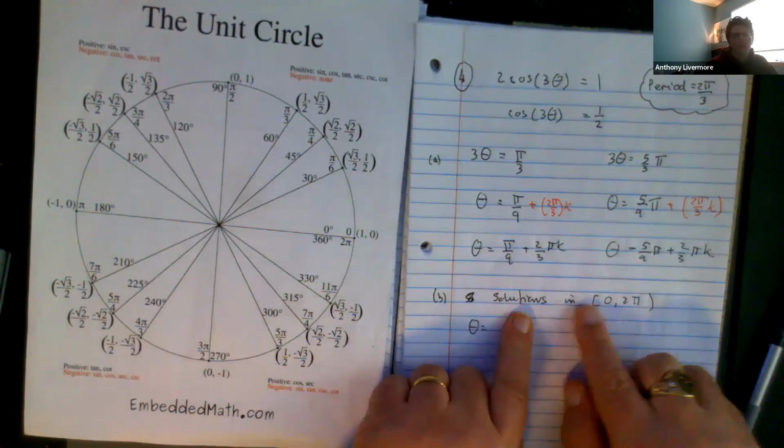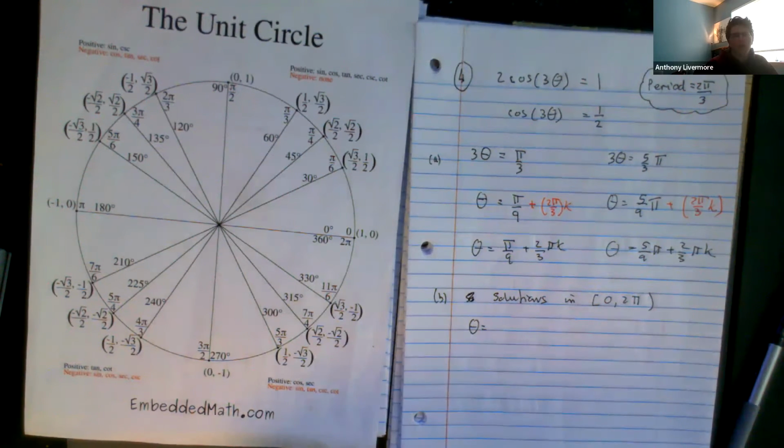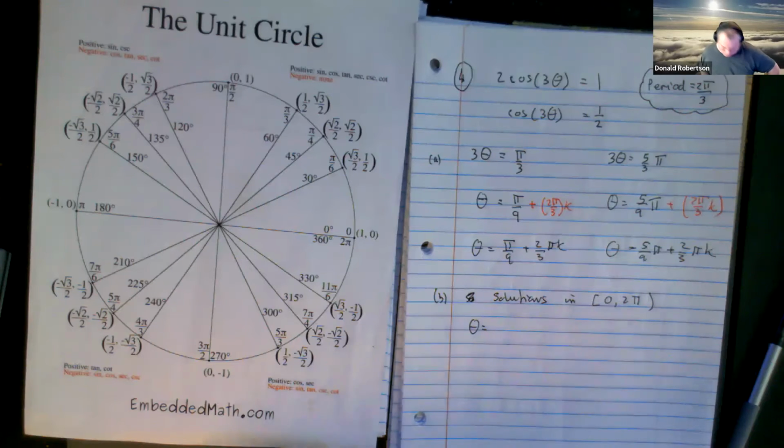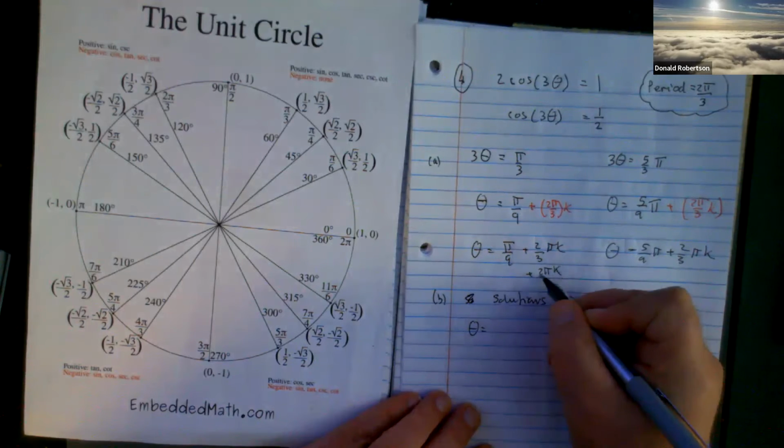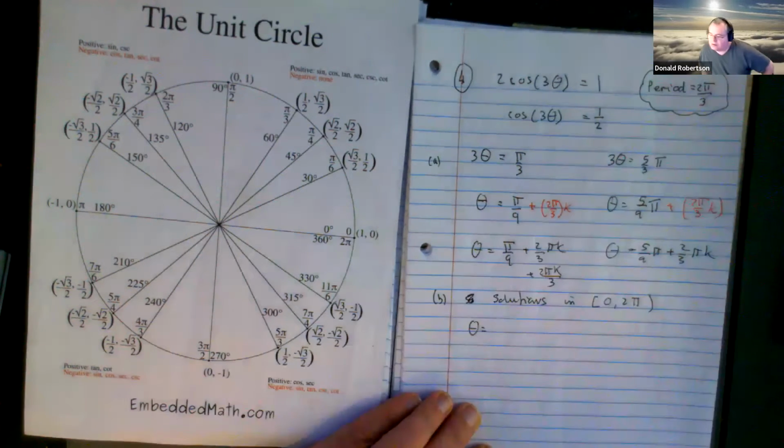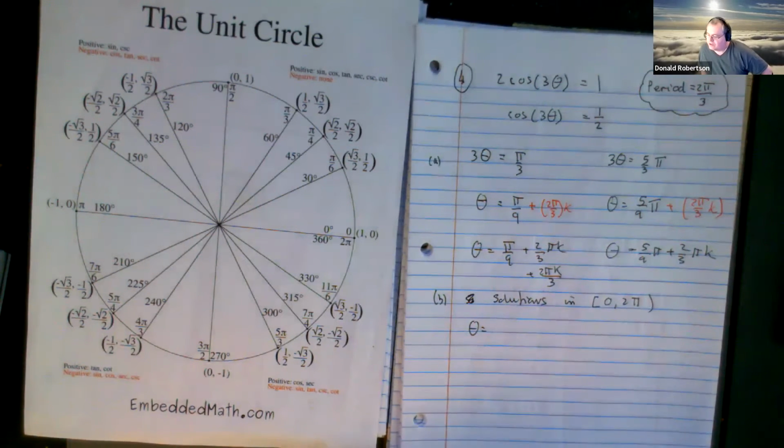So is the final answer then the pi over 9 plus 2 pi over 3 times k? I wouldn't phrase it that way, but it is correct. I mean, that's the same thing, if that's what you're saying. Yeah, so yes.